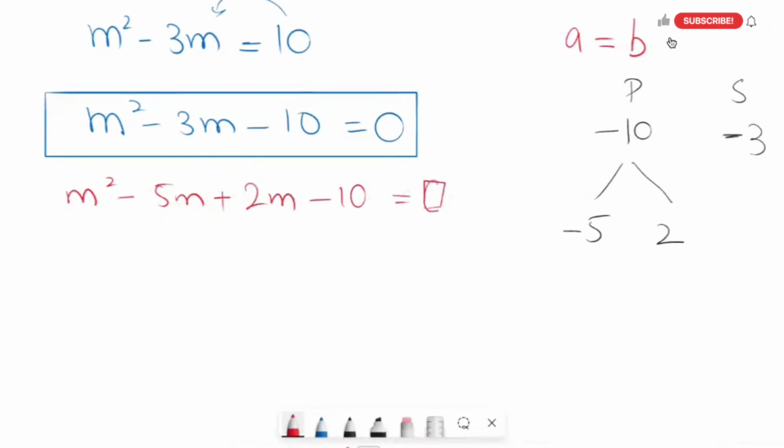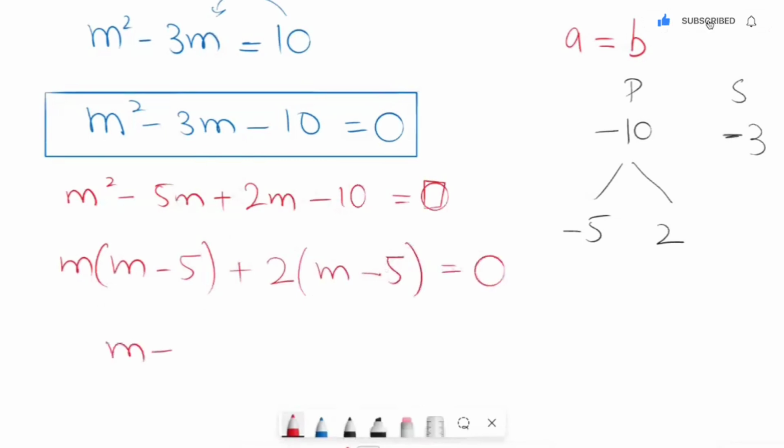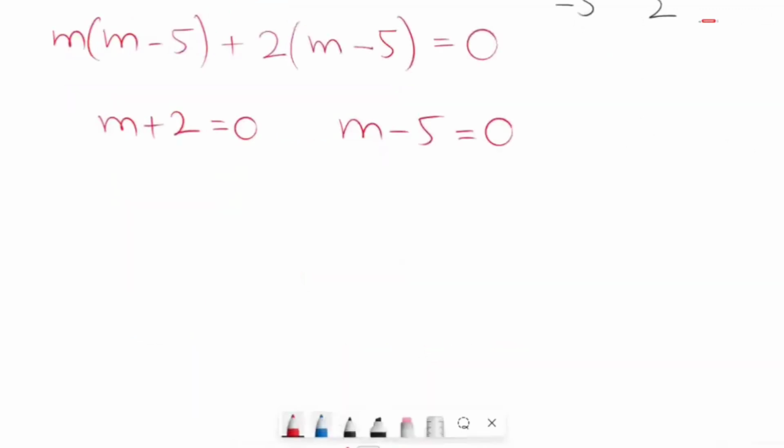Now I am going to take a common factor of m from the first two terms, giving m(m − 5), and a common factor of 2 from the last two, giving 2(m − 5). So (m + 2)(m − 5) is equal to 0. So here m + 2 is equal to 0 and m − 5 is equal to 0. The value of m we find is −2, and from the other case I got +5.